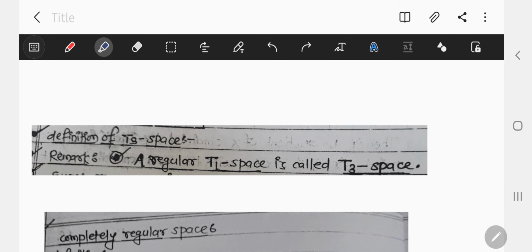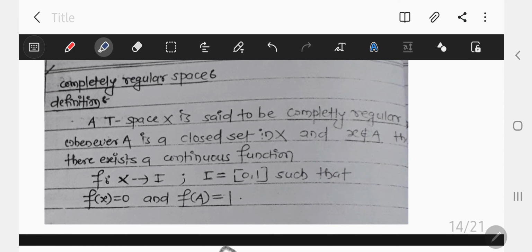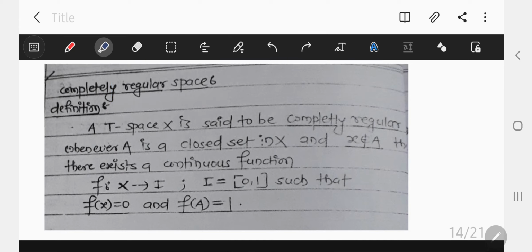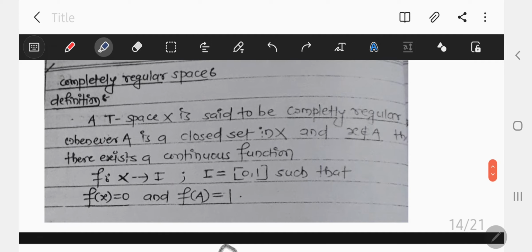Next definition is T3 space. Simple definition: a regular T1 space is called a T3 space. Now next definition is completely regular space. In this name, first we take a regular space and a function defined on this regular space. A topological space X is said to be completely regular whenever A is a closed set in X and x does not belong to A.